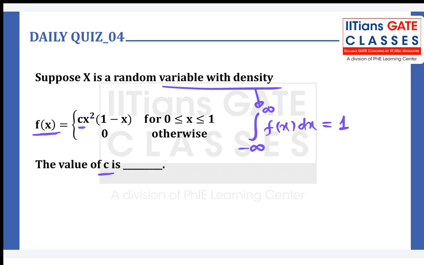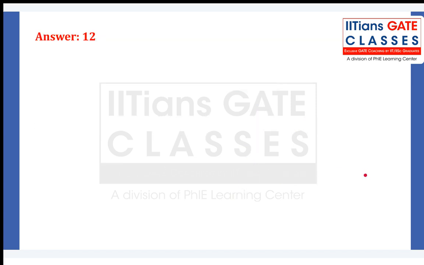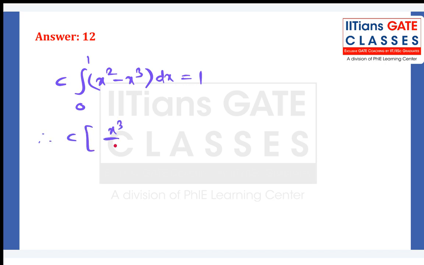So here, the function is non-zero only between 0 and 1. So the integration limits change to 0 to 1. And you are basically supposed to evaluate this integral, and it has to be equal to 1. Okay. So let's do that. Now c is a constant, so it comes out of the bracket. And the integrand becomes x squared minus x cubed dx, equal to 1. So therefore you have x cubed by 3 minus x to the power 4 by 4, with limits 0 to 1.